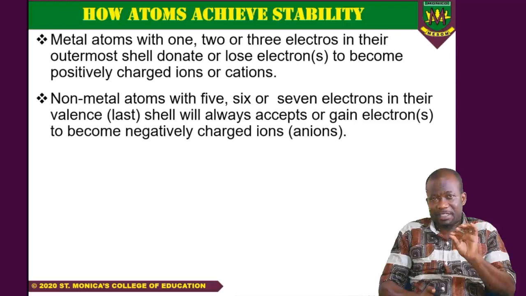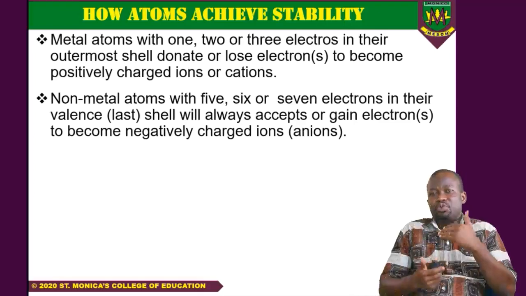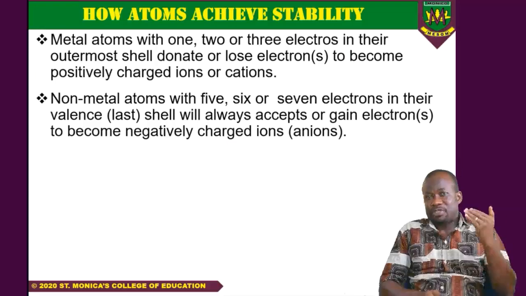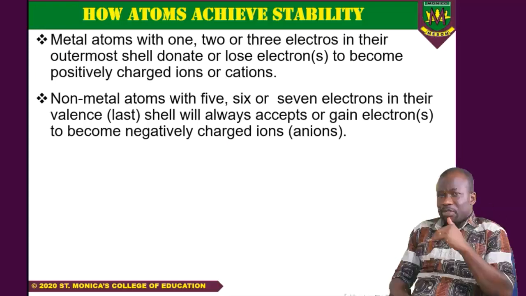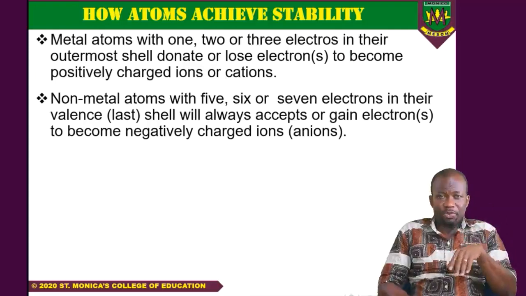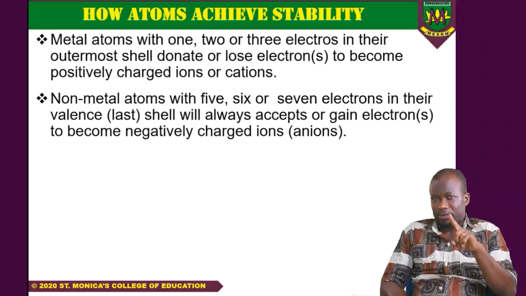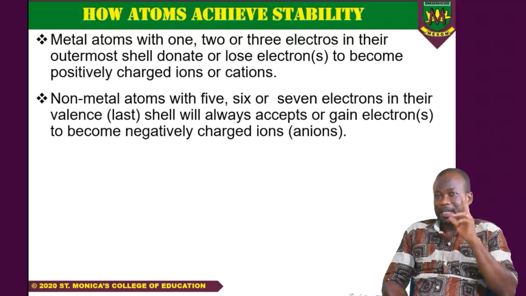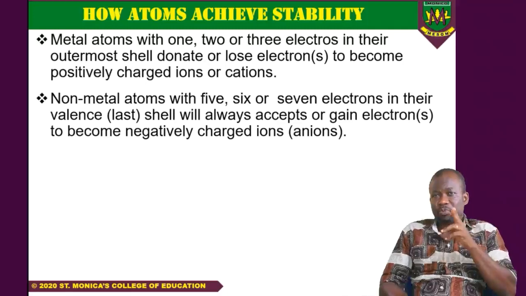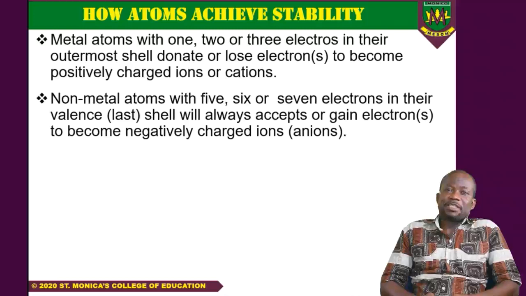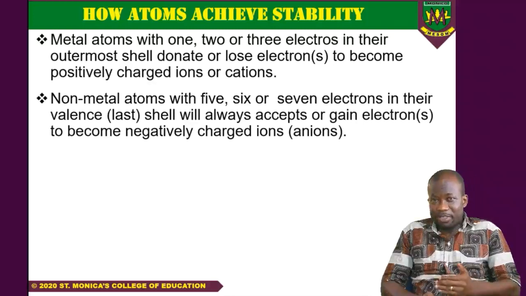And having 6, it means that I can easily get 2 in addition to the 6 to make up 8. And so then it will always receive the 2. Now those that have 7 electrons, we can mention fluorine, we can also mention chlorine. Fluorine has atomic number 9, and so the first shell takes 2, and then the last shell takes 7. And if it has 7, it can easily get 1 to be added to the 7 to make up 8. And so it always receives.